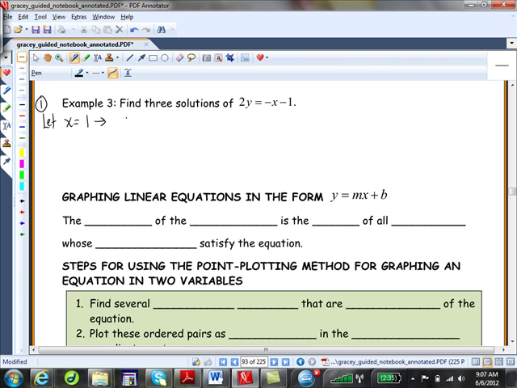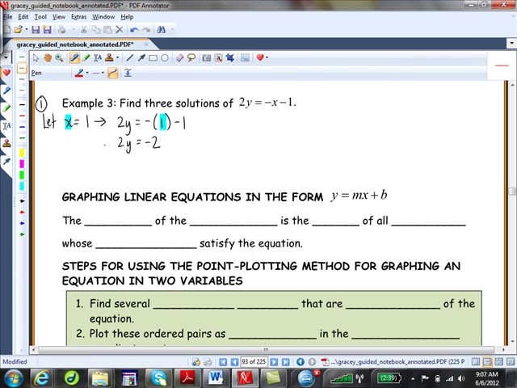All right, so we would have 2 times y is equal to negative 1 minus 1. So I chose to let x equal 1. So now we need to find the y value that will correspond to that. So we'll get 2y equals negative 2. Now doesn't this look familiar? We learned how to solve linear equations in one variable in the last chapter. So you're using those skills in order to find the y-coordinate of this ordered pair.